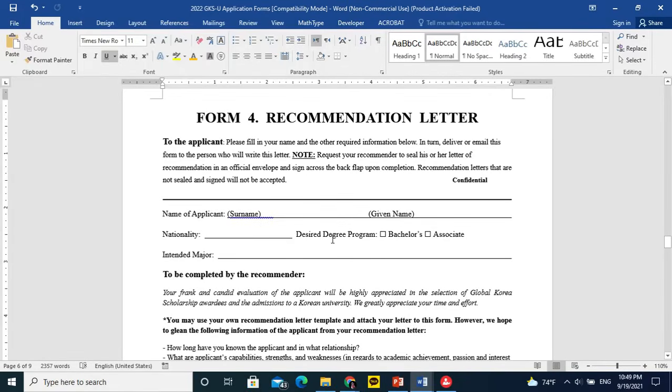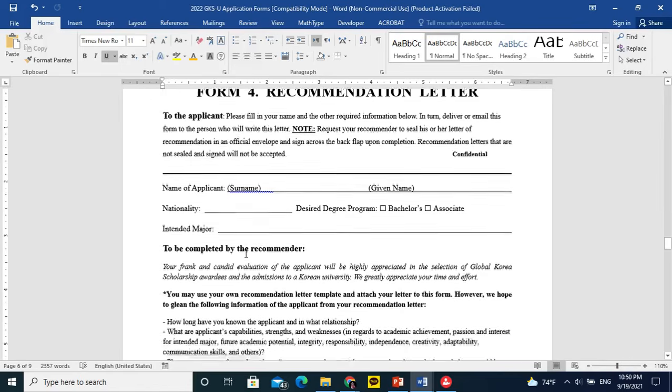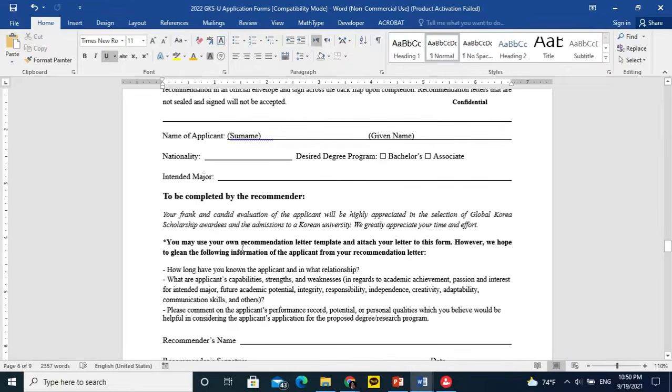Nationality, desired degree program: you will click bachelor's degree. And intended major: you will let him know what major you want to study. For example, if you want to join business administration for the undergraduate degree, or engineering or chemical engineering, he should write it here.